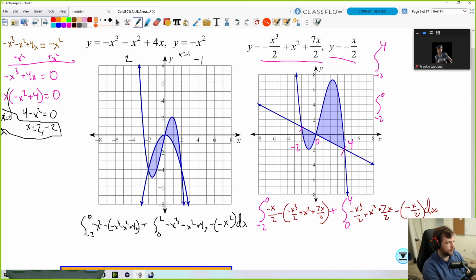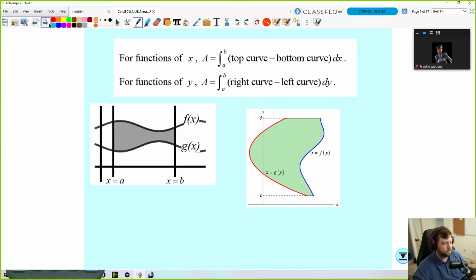Need a bigger tablet. I think if I had the bigger tablet, I'd write better. Whatever. Questions? One more scenario. Oh, there's none. Last little bit here.